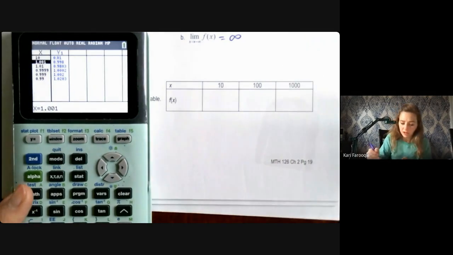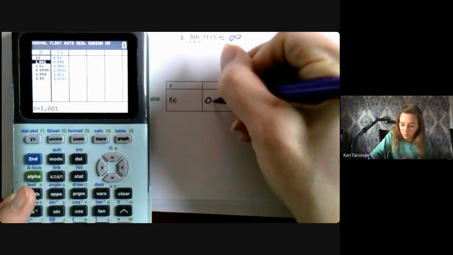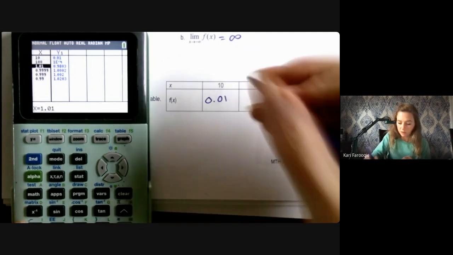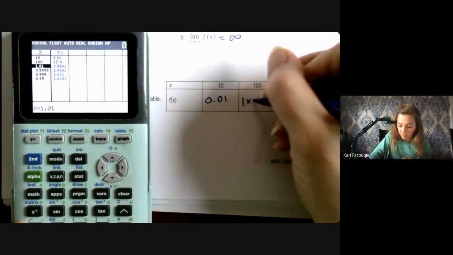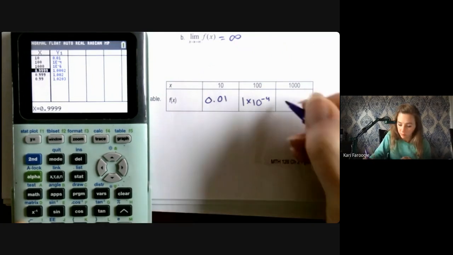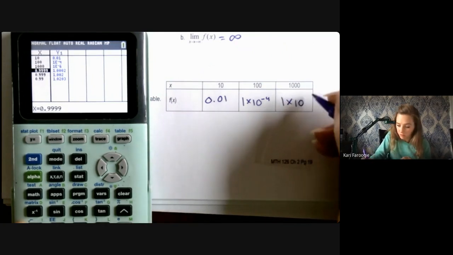If x equals 10, y equals 0.01. If x equals 100, then I know that now I'm looking at 1 times 10 to the -4th. We're going to talk about that scientific notation here in a second. For 1,000, I have 1 times 10 to the -6th.